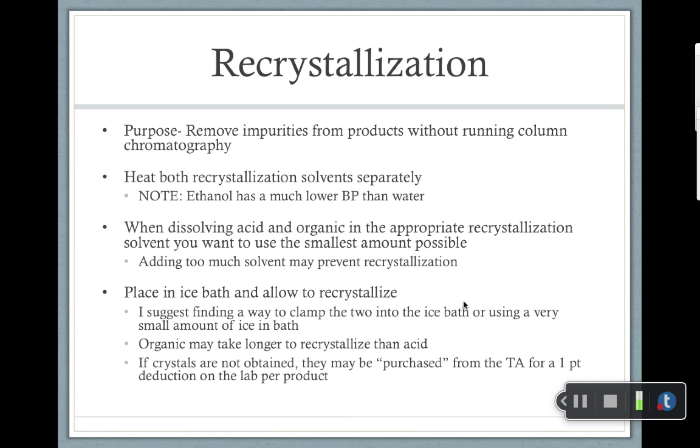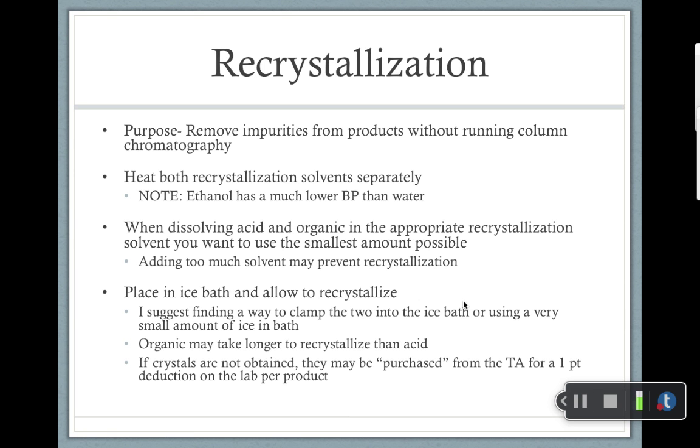Recrystallization is a means of removing impurities from products without running column chromatography. When you do this, you are going to heat both of the recrystallization solvents separately. It's mentioned in your lab manual, but ethanol has a much lower boiling point than water. So make sure that you are not overheating your ethanol. You do not want it to boil. You want it just to be slightly warm, not to a boil.